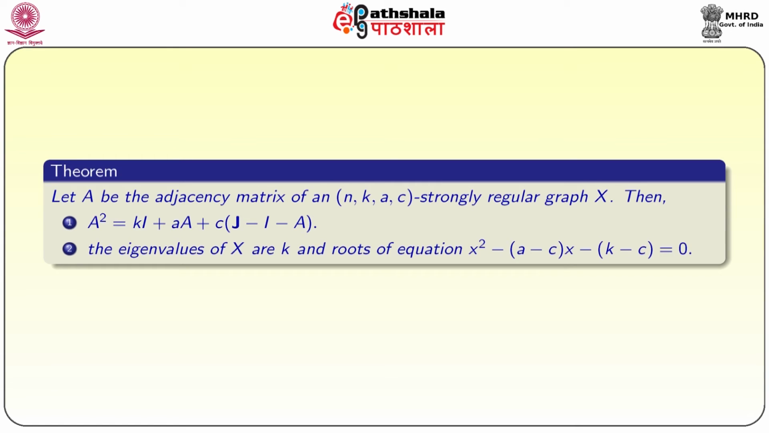Let A be the adjacency matrix of an (n, k, a, c) strongly regular graph. Then we have A squared is equal to k times the identity matrix plus a times A plus c times (J minus I minus A). Recall that J minus I minus A is nothing but the adjacency matrix of the X complement. The eigenvalues of X are k and roots of the equation x squared minus (a minus c) x minus (k minus c) is equal to 0.